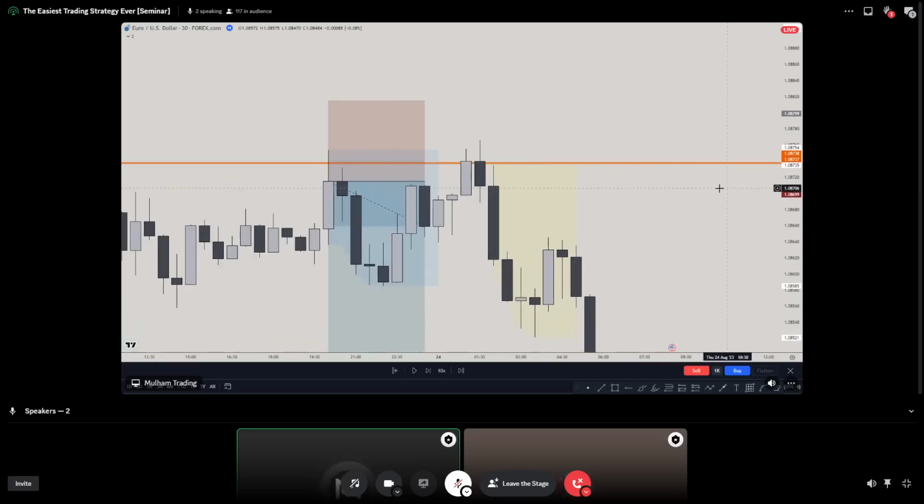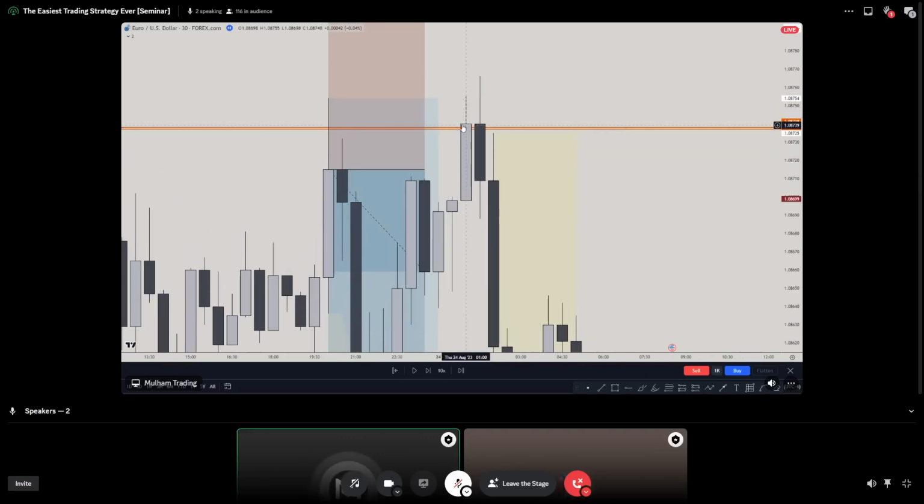Now another entry would be right here. You see how price slightly closes above, so I'm not really entering here, but then price wicks above, comes down and closes below. I don't like this much, but it can also be an entry.